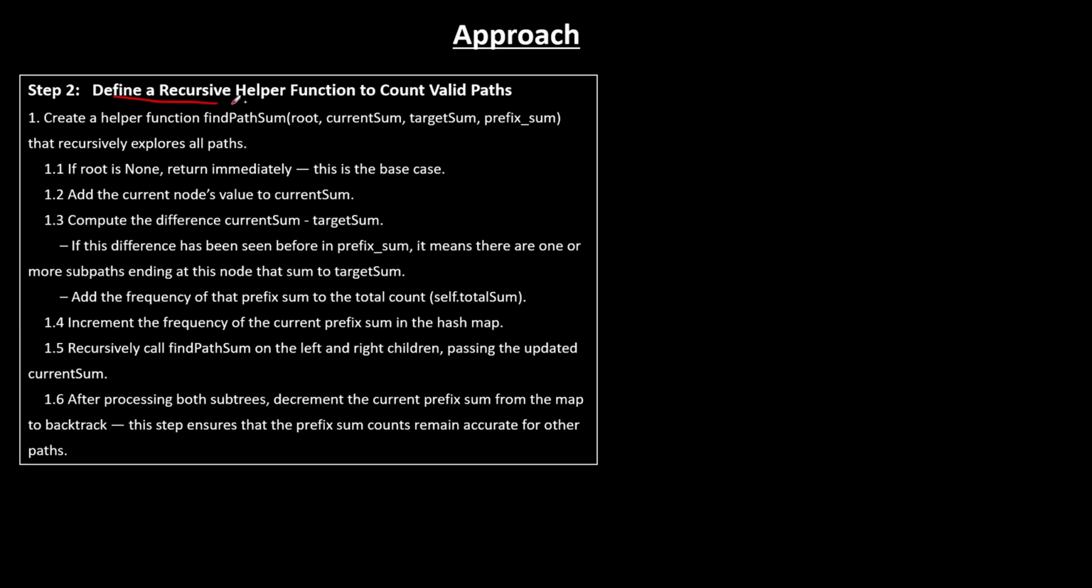Now we define the recursive helper function to count valid paths. So we create a helper function, find path, which has the root, of course, the current sum, the target sum, and the prefix sum. These are the four things which are mainly required. Now, if the root is none, we return immediately. This is the base case. Suppose you are standing at a leaf node and you check if there is a left or right node or not. If there is not, we will return. Similarly, if no tree is given, then also you have to return. So that becomes the base case.